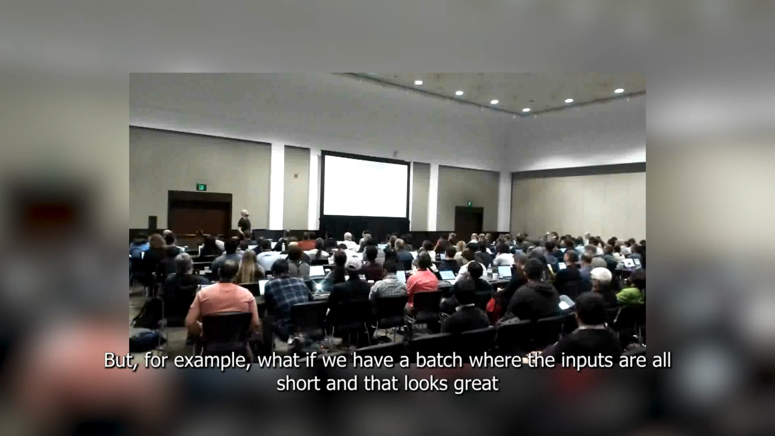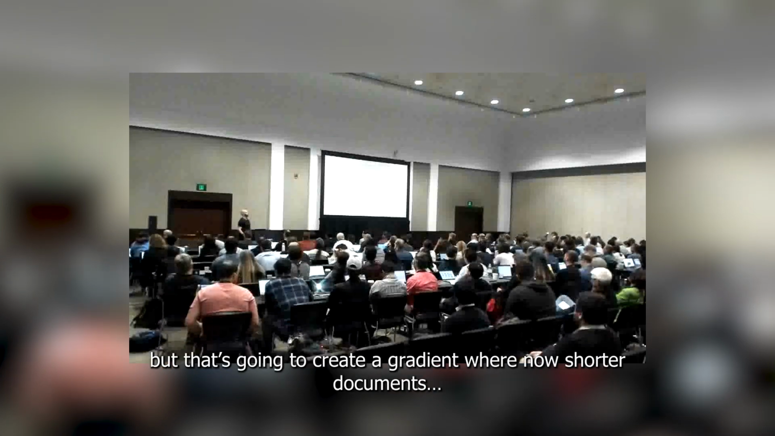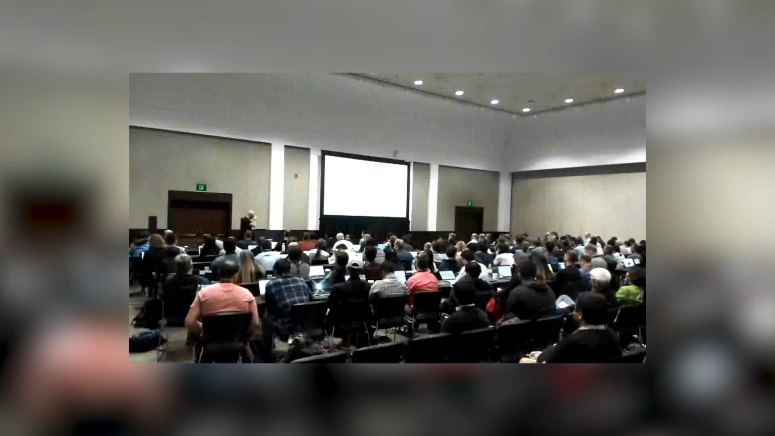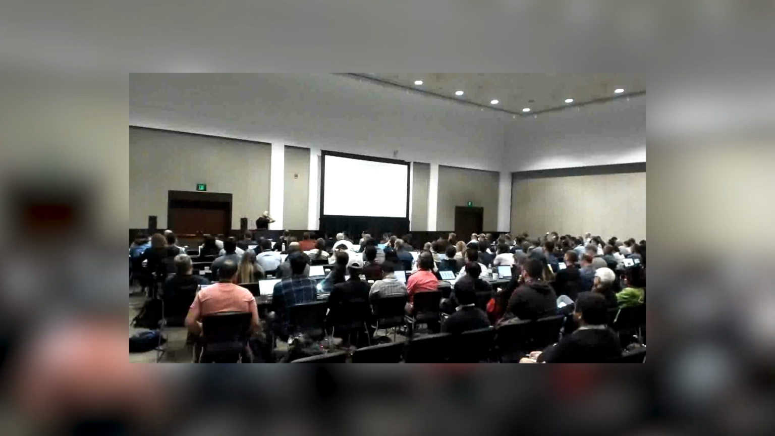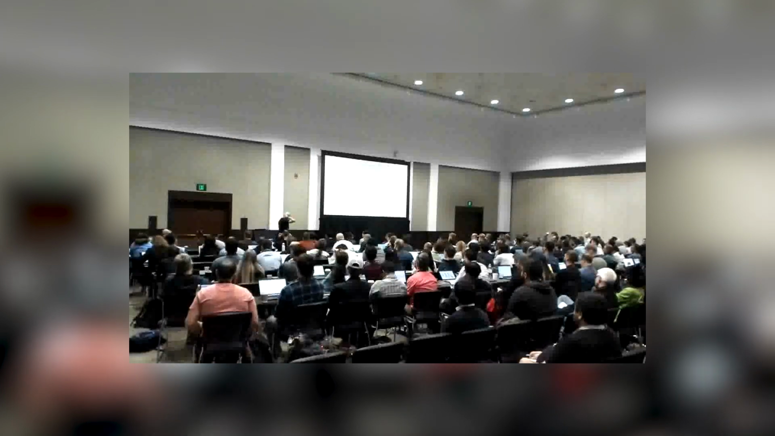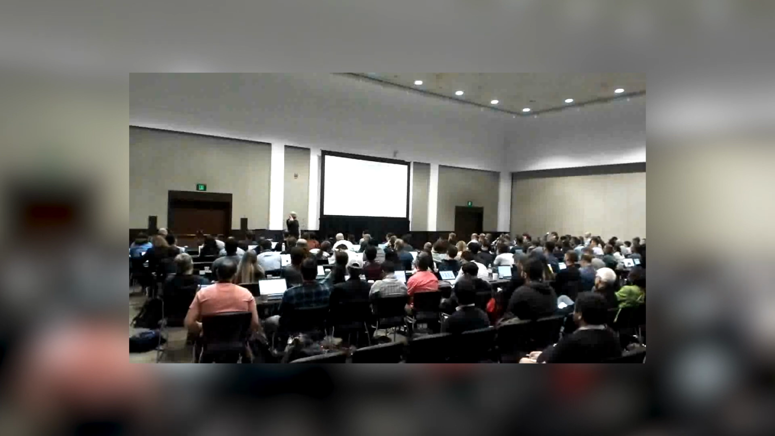Well, for example, you have a batch, while short reviews are this movie was great, right? So that's going to create a gradient where the model says, okay, well, short. Oh yeah, I guess it would create a problem. Yeah, I guess that could potentially create a problem. Yeah, I hadn't thought about that.